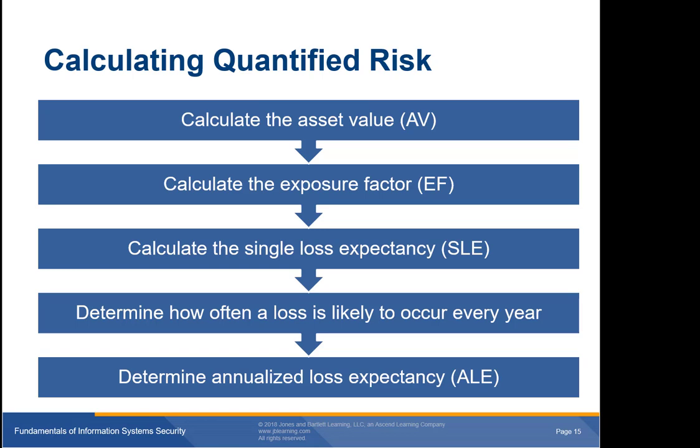Next, you determine how often a loss is likely to occur every year. This is called the annualized rate of occurrence, or ARO as we call it in the industry, also called the risk likelihood. Some AROs are greater than 1. For example, a snowstorm in Buffalo or Berlin will happen many times per year. Others are likely to happen far less often. For example, a warehouse fire might happen once every 20 years.